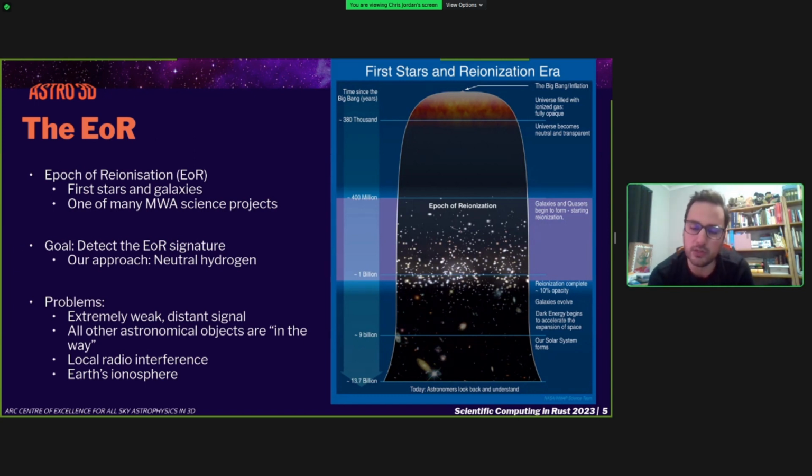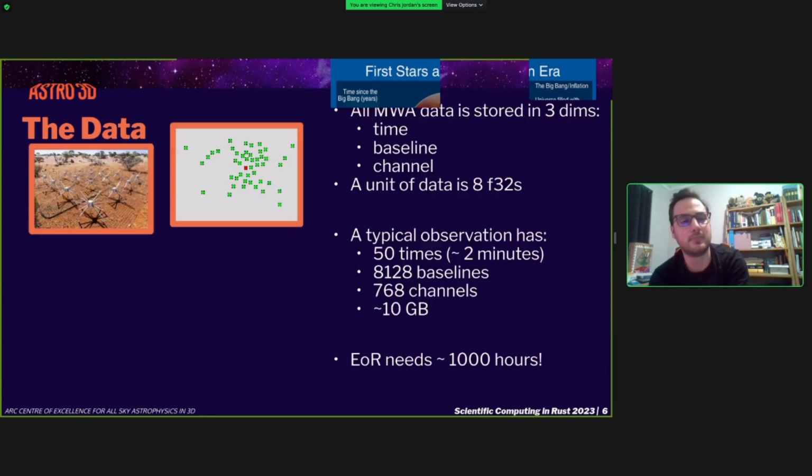Because it happened so long ago, the signal is very weak, but on top of that, you have the signals from everything else in between that's interfering with that distant weak signal. So for us to find the signal, we need very precise calculations, and things need to be extremely correct. And that's where I think Rust really fits the bill.